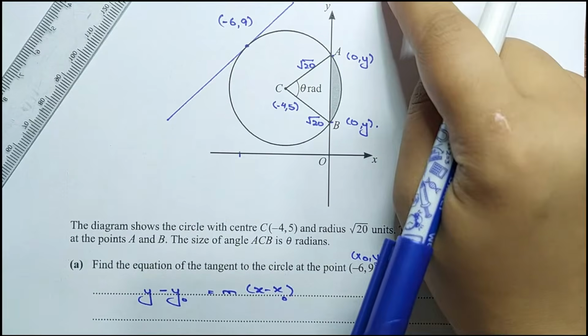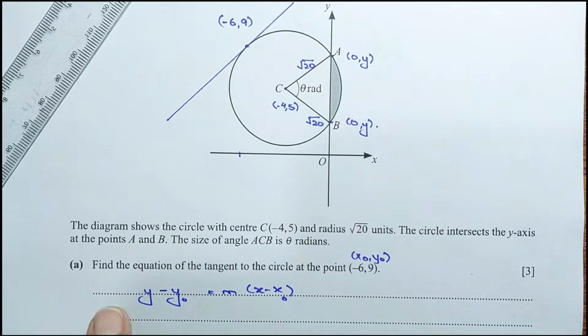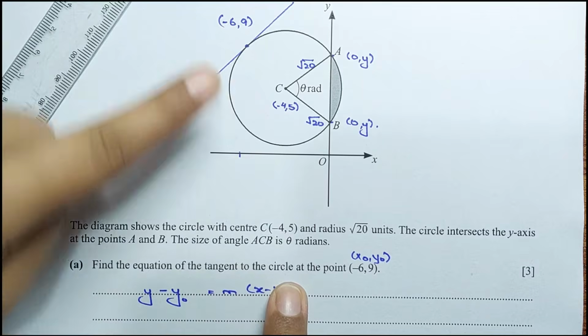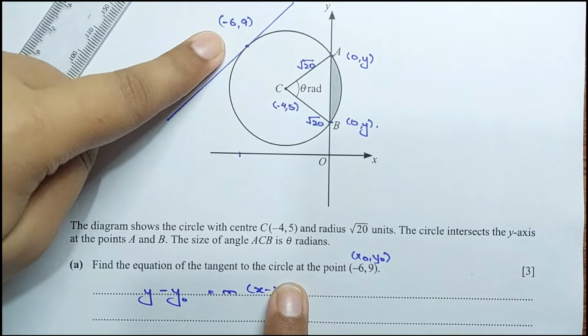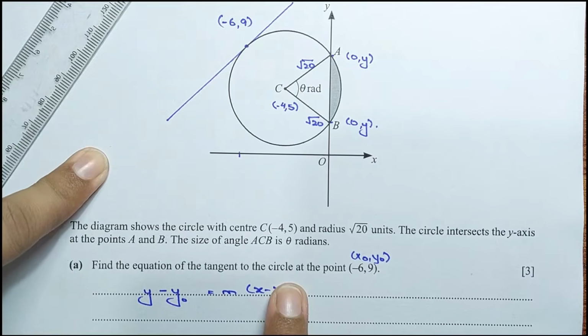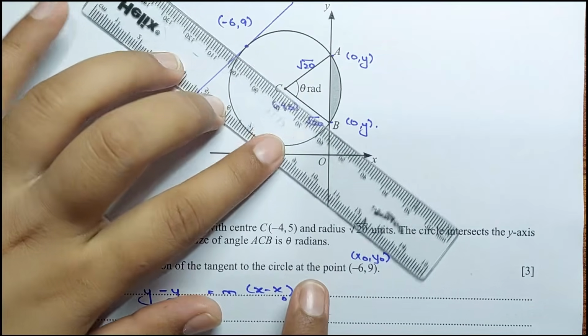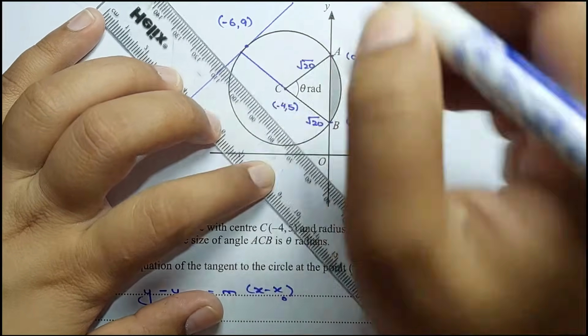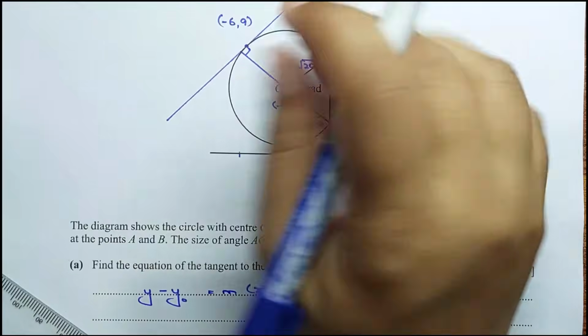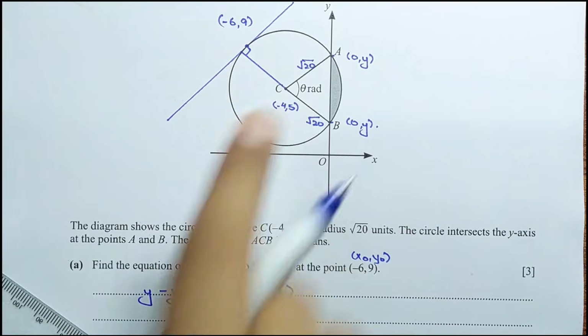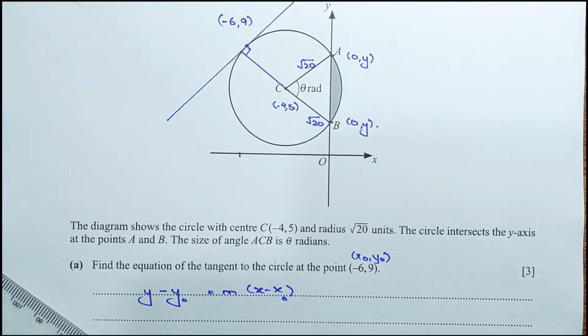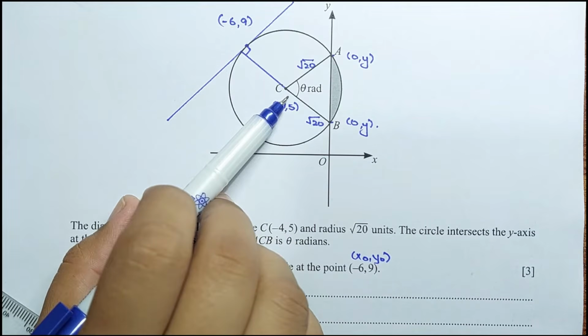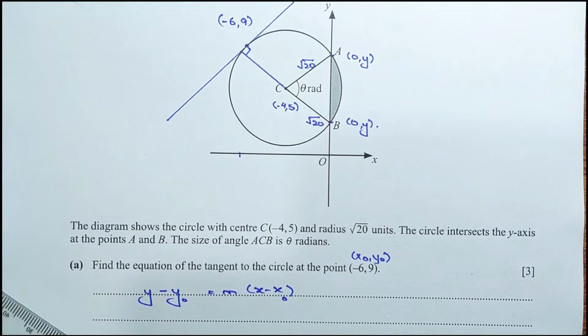So this is the tangent I drew. We have to find the equation of the tangent to the circle at this point, where the tangent touches the circle at one point. And we know that the tangent is always perpendicular to the radius. According to the theorem, the tangent is perpendicular to the radius. So if we can find the slope of the radius, we can take the negative reciprocal and get the slope of this line.